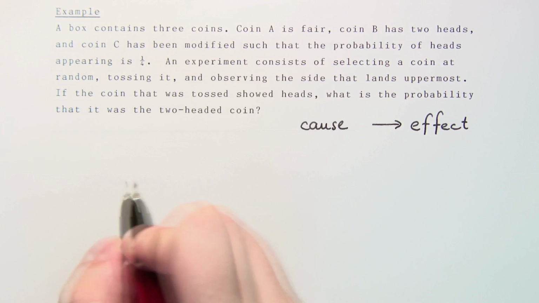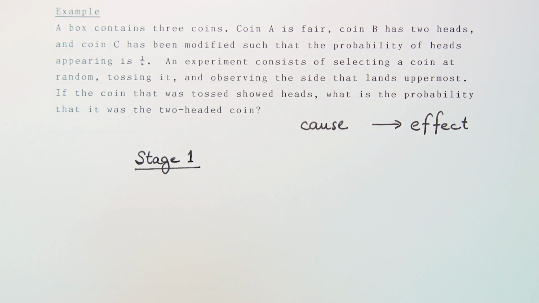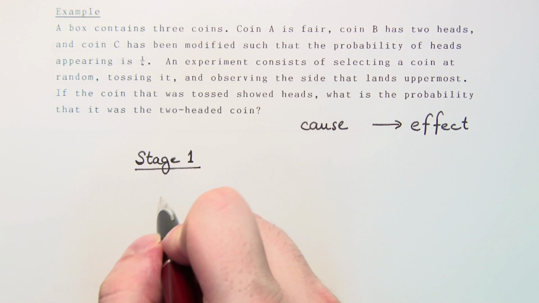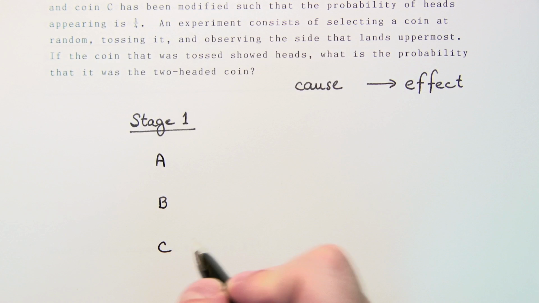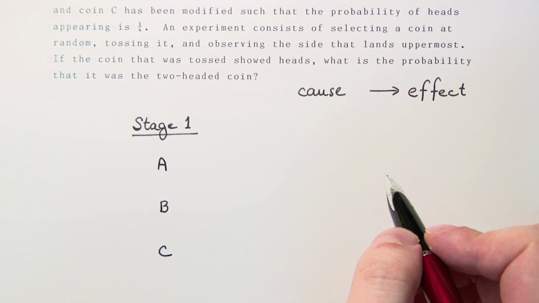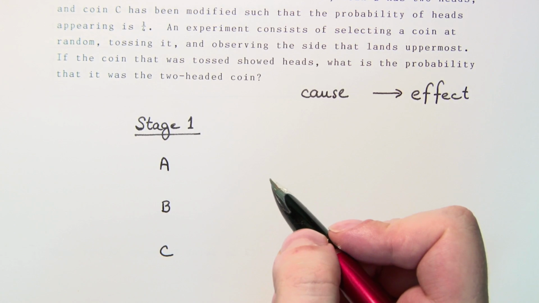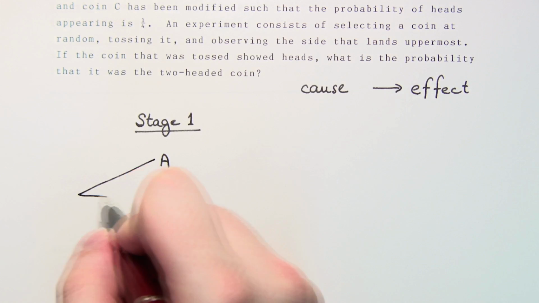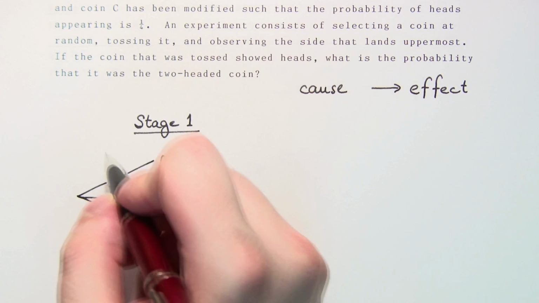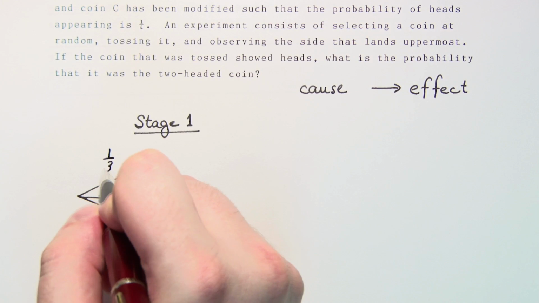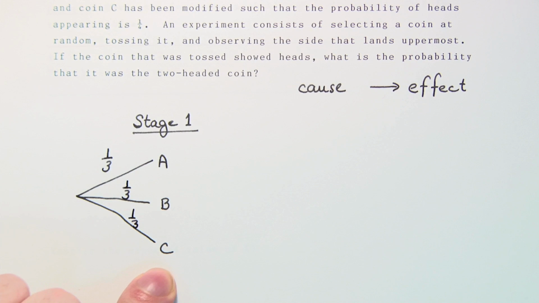So what we do is we have our first stage. In the first stage we're going to be randomly selecting a coin. So you can have coin A, you can have coin B, and we also could have coin C. And we're going to be selecting it at random, assuming that we're equally likely to select each coin. So the probability of selecting coin A is 1/3. The probability of selecting coin B is 1/3. And last, I'm going to be selecting coin C with 1/3.